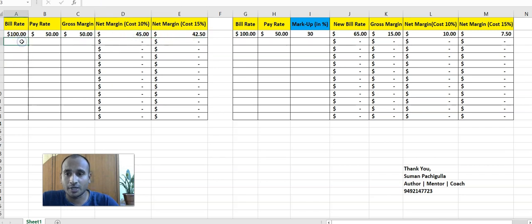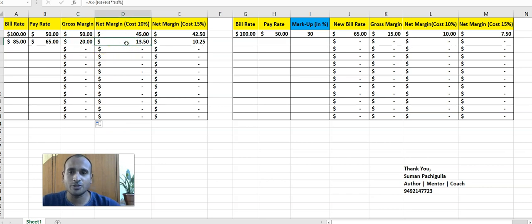Now let's change the equation. Let's say your client has given a bill rate of $85. Now how much did you pay the candidate? $65. And how much is the gross margin? What happened? This didn't work. It is going to work now. There you go. $20 is your gross margin. 13.50 is your net margin if your burden cost is 10%. And if your burden cost is 15%, your net margin will be $10.25.